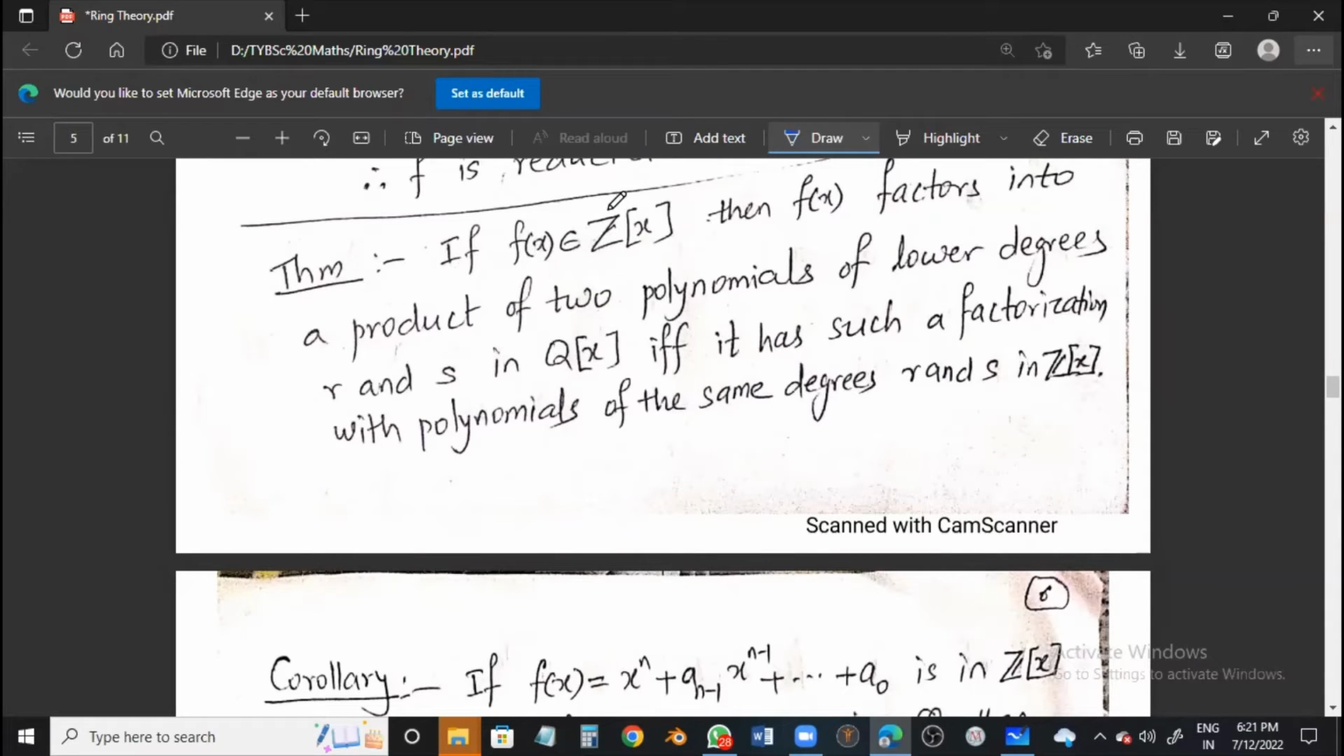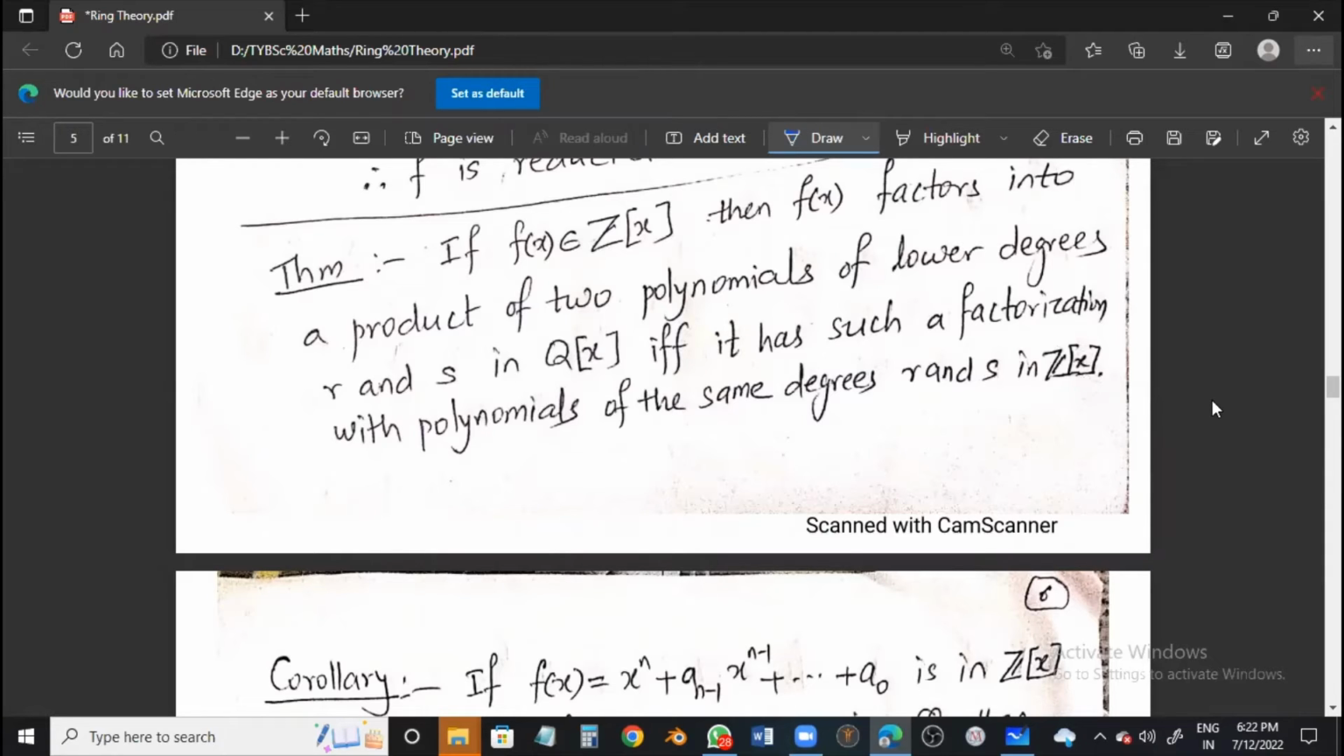If f of x belongs to Z of x, this is a very, very particular thing. We are talking about integral coefficients. Z of x means polynomials whose coefficients are integers. So f of x belonging to Z of x, then f of x factors into a product of two polynomials of lower degrees r and s in Q of x if and only if it has such a factorization with polynomials of the same degrees r and s in Z of x. This is the statement you should concentrate on.